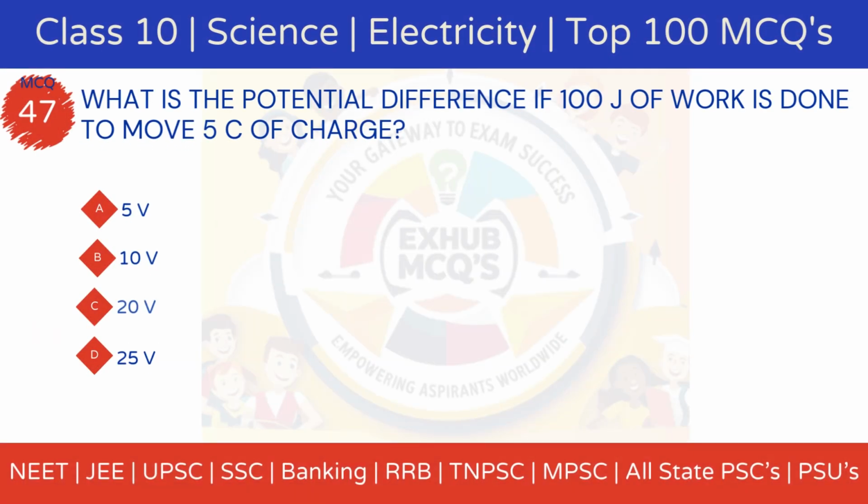MCQ 47. What is the potential difference if 100 joules of work is done to move 5 coulombs of charge? Option A, 5 volts. Option B, 10 volts. Option C, 20 volts. Option D, 25 volts.